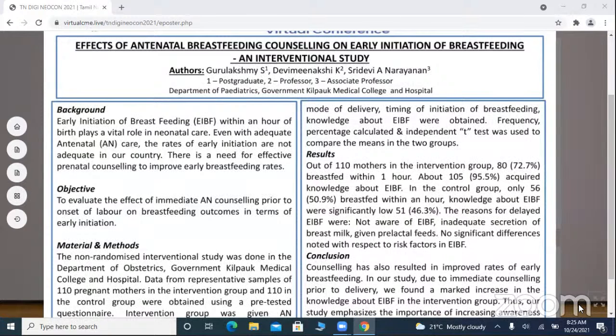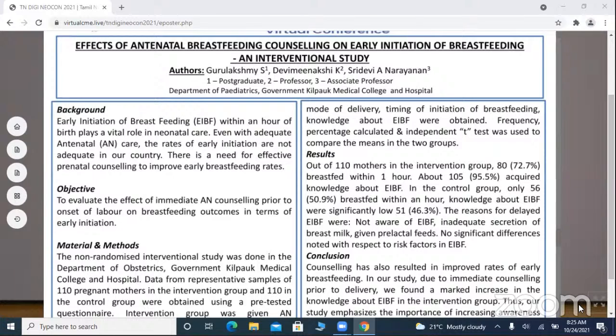The study was done as a non-randomized interventional study in the Department of Obstetrics, Government Kilpak Medical College and Hospital. Here the data was collected from two groups: an intervention group and a control group. In the intervention group, we took mothers admitted for safe confinement prior to the onset of labor, where counseling was given about the benefits of early initiation of breastfeeding. Another 110 mothers were in the control group, where the mothers were admitted with labor pain for safe confinement. There we did not give any counseling about early initiation of breastfeeding.